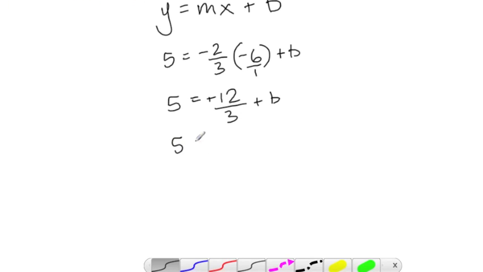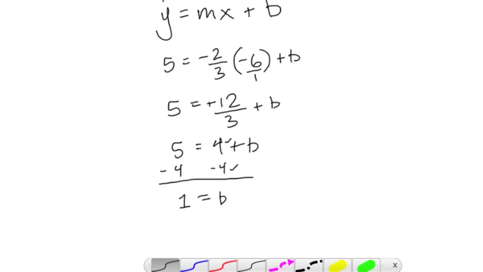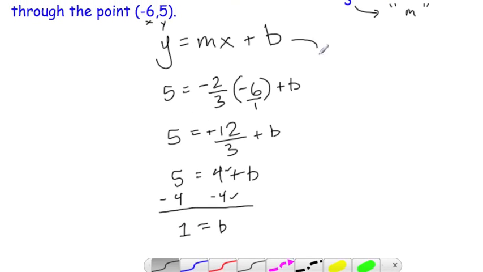And so we got 5 equals 4 plus b. And we need to get b by itself, so I subtract 4, subtract 4. Those check out. b equals 1. B equals 1, so I go back to this. y equals, what was my slope? Here was my slope right here, -2/3, plus 1. There we go.